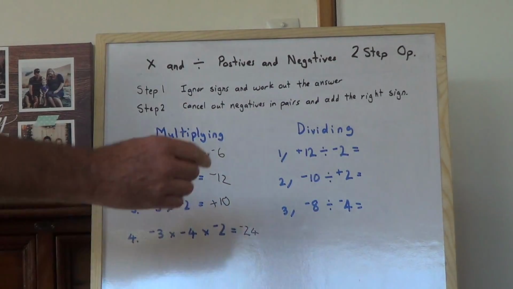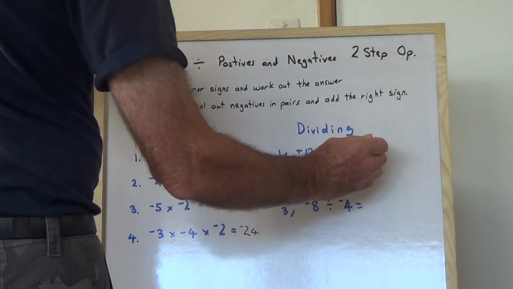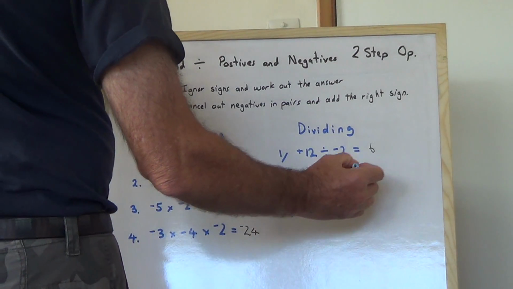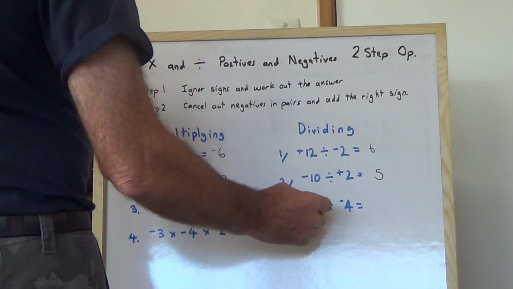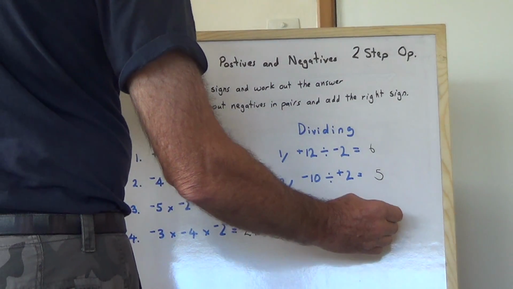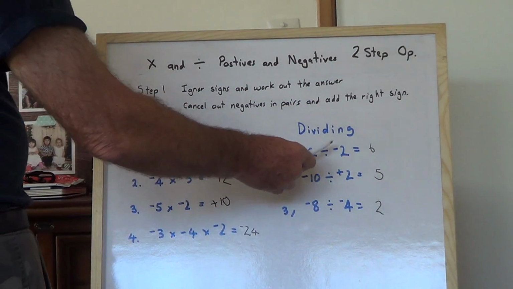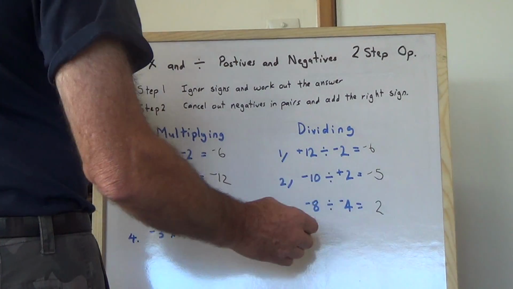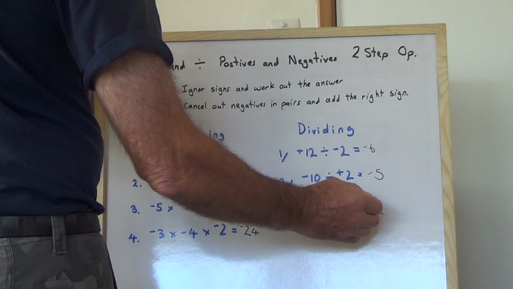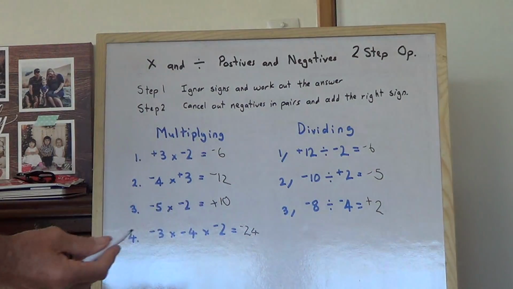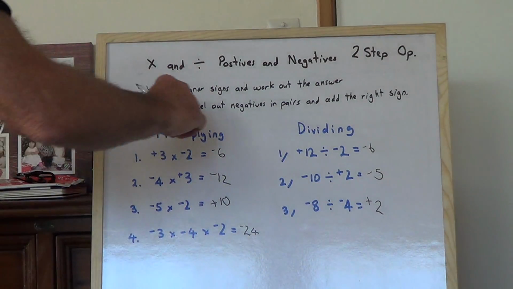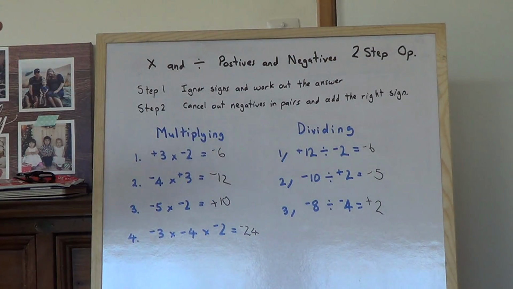We'll do the same with dividing. We take 12 and divide it by 2 and we get 6. We take 10 and we divide it by 2 and we get 5. We take 8 and we divide it by 4 and we get 2. Okay? Look at the negatives. 1 negative there, 1 negative there. Now we've got 2 there. This is what happens. 1 goes that way, 1 goes that way, and it's a positive. So that's all you do. Two-step operation. Work out the answer like the positives and negatives are not there. Then the negatives will cancel out in pairs.